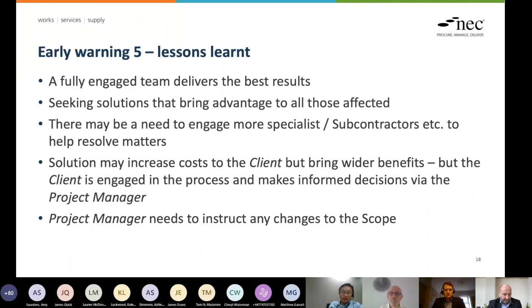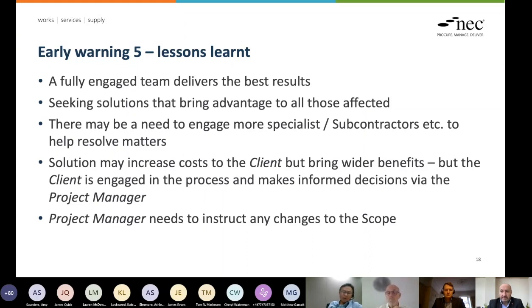Just putting individual interests aside and seeking solutions that bring advantage to those parties affected, while in parallel working towards the best interests of the project. At times, there may be a need to engage other people, such as specialists and subcontractors, to get involved in an early warning meeting to help. Just like in our case, we have the piling subcontractor who has contributed the idea of the transition beam, which offers a realistic hope for the team to solve the issue.